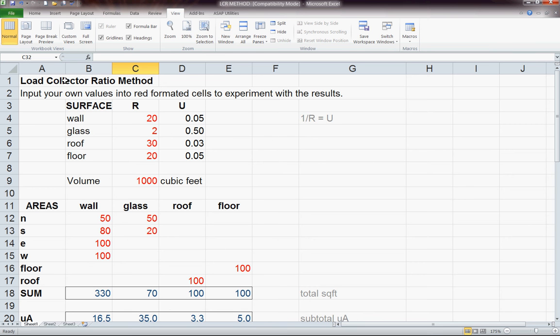Greetings. I want to demonstrate the load collector ratio method with this little spreadsheet. The parts of it are to specify the R values to be used for each of the constructions, the area of each construction in the surfaces of the building, so north, south, east, west wall, floor above grade, roof.